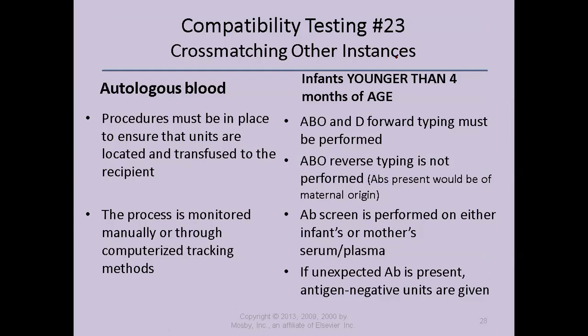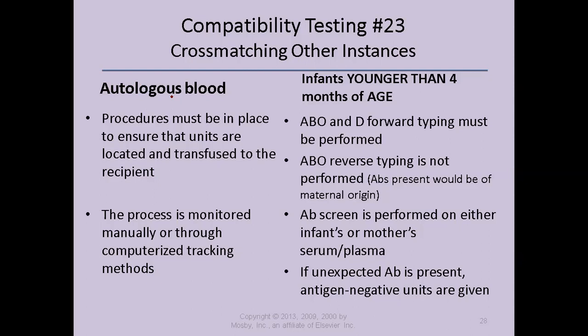So, other instances that are important with cross-matching. A couple minutes ago, we talked about how sometimes people donate units of blood for themselves. Autologous units can only be used for that person. So they cannot be transfused into anyone else.